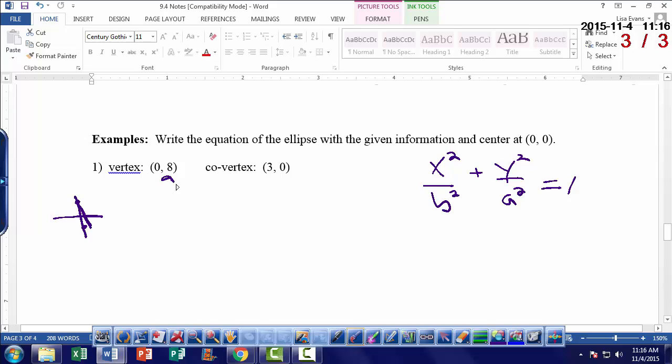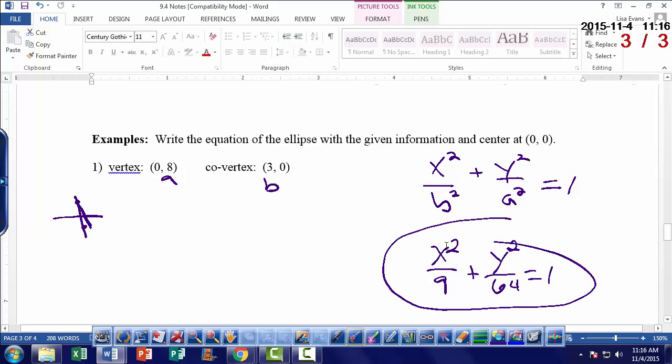Now this problem's easy because you're given a and you're given b. We don't need to find anything. We just plug these in and we're done. So my answer is x squared over 3 squared, which is 9, plus y squared over 8 squared, which is 64, equals 1. Done.